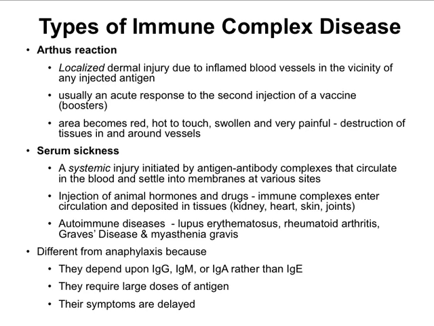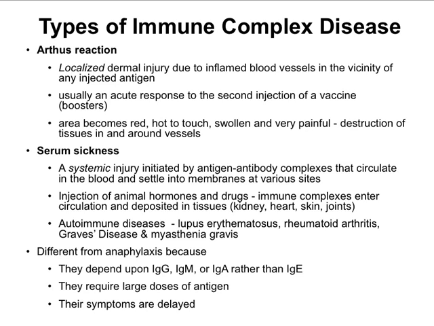Our Arthus reaction involved localized dermal injury due to inflamed blood vessels in the vicinity of an injected antigen. Usually it's a fairly acute response. It's localized and occurs after the second injection of a vaccine, like in the case of booster vaccines. The area becomes red, hot to touch, swollen, and extremely painful. All of this causes destruction of tissues around the vessels and summons all the mediators of inflammatory response, like histamine.